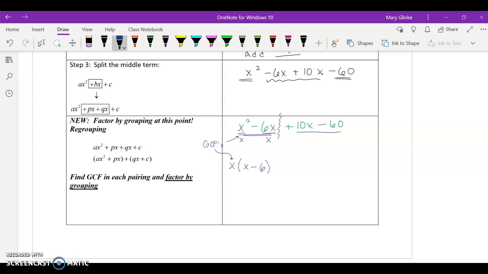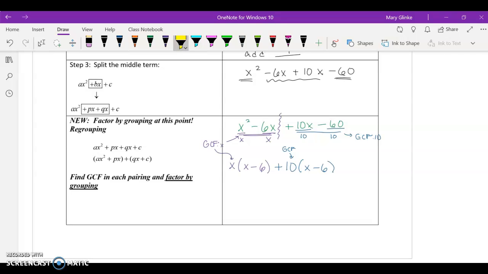For the last two, I do the same thing. My GCF here for 10x and negative 60 is going to be 10. So what I'm going to do is put my GCF out in front. My GCF was positive 10. And I'm going to divide just these two terms by 10. When I do that, I get x minus 6.